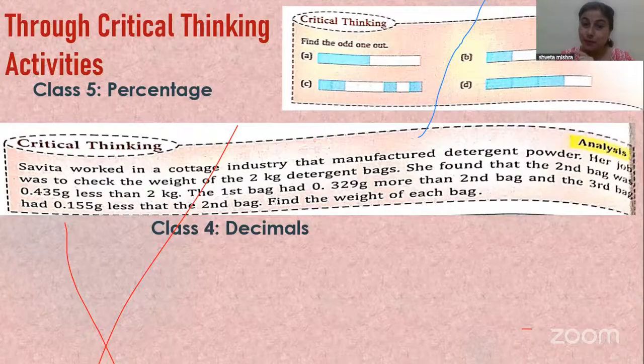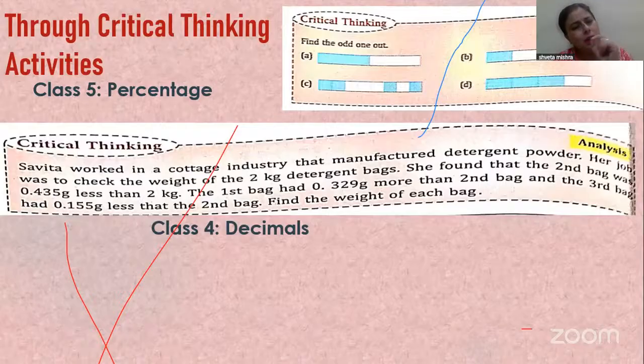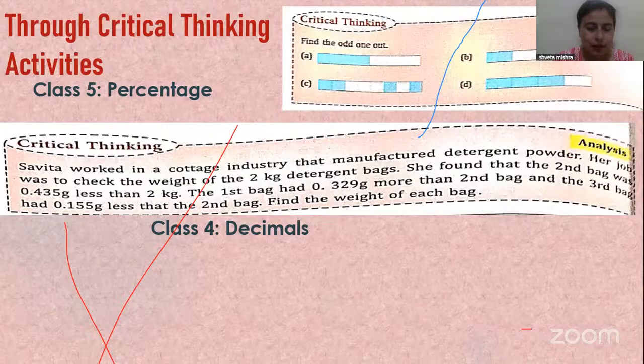The first bag had 0.329 grams more than the second bag. And the third bag had 0.155 gram less than the second bag. Can you find the weight of each bag? This might take some time, but I'm sure you can do it.